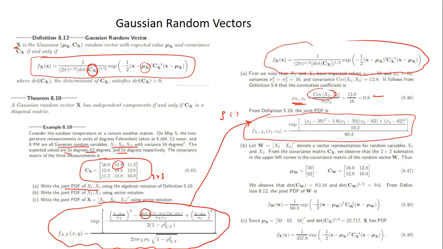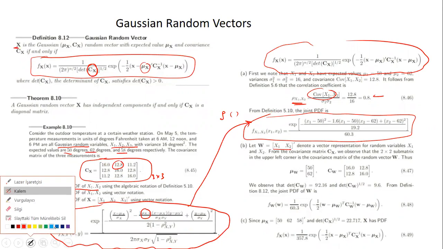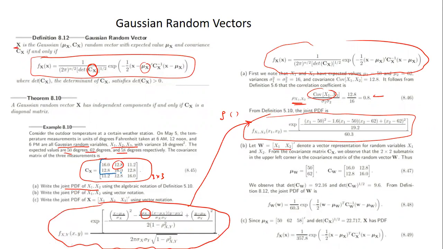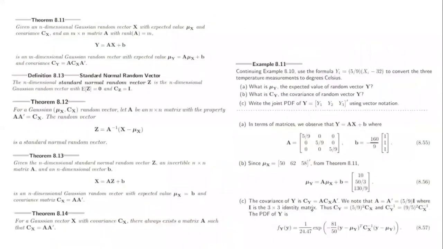We can alternatively use vector representation. To find the vector representation for x1, x2, we simply take this part only. Look at here, this is x1, x2, so a 2 by 2 matrix. Using this, we can write the joint PDF using vector notation, as you can see here. Here we have to determine the determinant of the covariance matrix and then insert it into here to get the joint PDF. Okay.